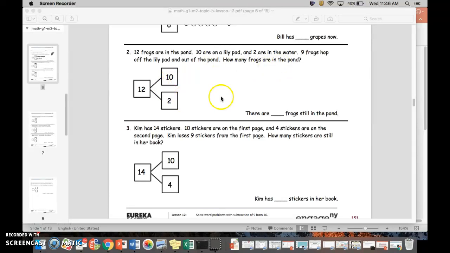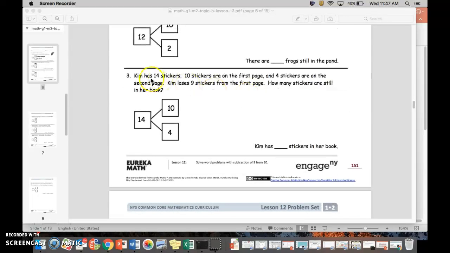So draw your 10 and your 2. I know I had a whole number, a total of 12. If 9 of them jump off the lily pad, how many are still in the pond? You must draw your picture.